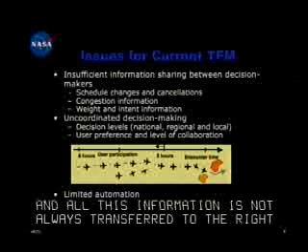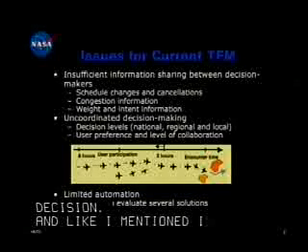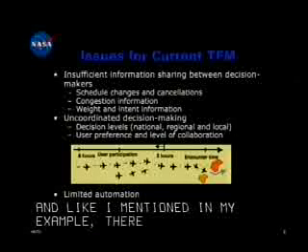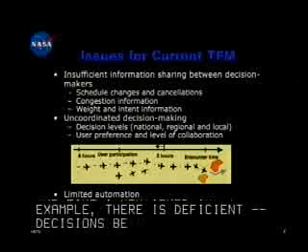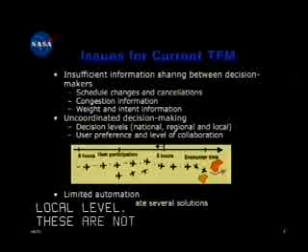And like I mentioned in my example, decisions are being made at the national level, regional level, and local level. These are not always coordinated. And this might make some aircraft pay a double or triple penalty.